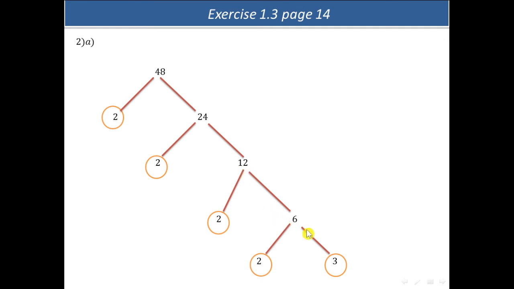24 and 12 and 6 are not prime numbers because they accept to be divided by 2 and leave no remainder, and 12 also. 12 is not a prime number. 6 is not a prime number because it can be divided by 2 and 3 and leave no remainder. So this is the tree, okay? You can draw it in this way, or you can start from 48 and say 4 times 12, and the tree will look different.